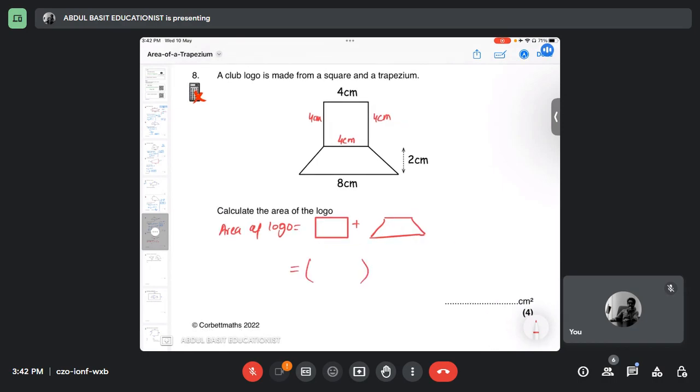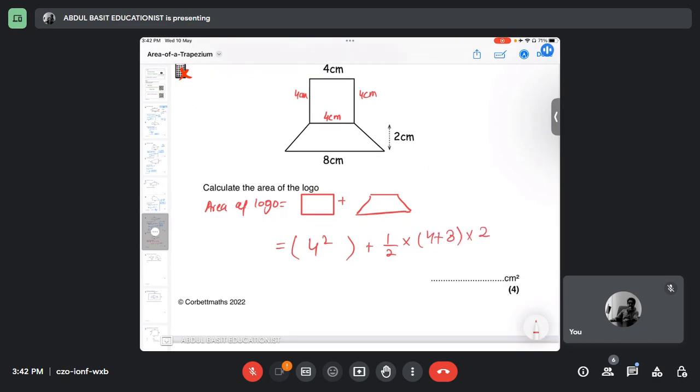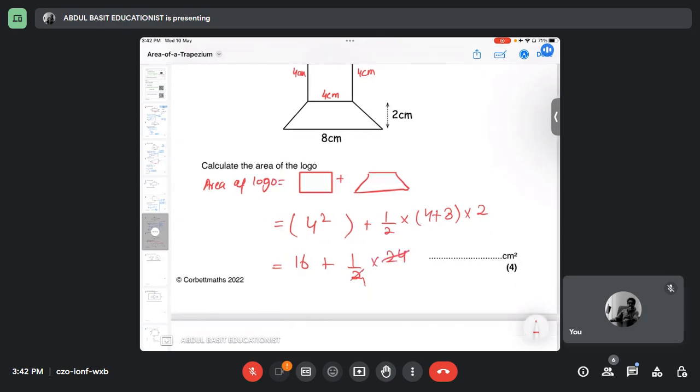Area of the square is equal to length squared, plus area of the trapezium is 1 by 2 into L1 plus L2, which is 4 plus 8, and times height is 2. So 4 squared is 16 plus 1 by 2 into 4 plus 8, which is 12. 12 times 2 is 24. So 2 ones are 2, 2 into 12. So 16 plus 12 is 28 centimeters squared, the area of this logo. Any questions, anyone?